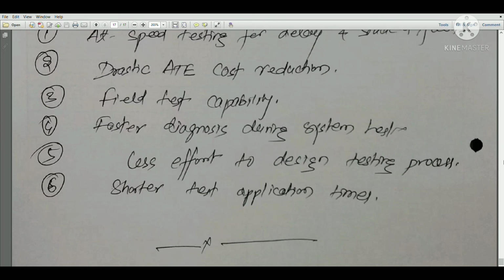So this is all about built-in self-test in detail. And as I said in the previous lecture as well, if you want to study just the theory portion, you can go two lectures back and study the theory portion of VLSI. And if you want to study in detail, go through this lecture.